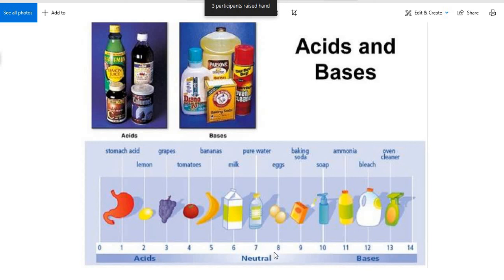Okay, when we have 8, 9, 10, weak base, 12, 13, 14, strong base. The same thing, 6, 5, 4, weak acid. 3, 2, 1, 0, strong acid. Okay, but of course in levels. Not really strong like 0 and like that. Okay, guys, now that is the acid and base.